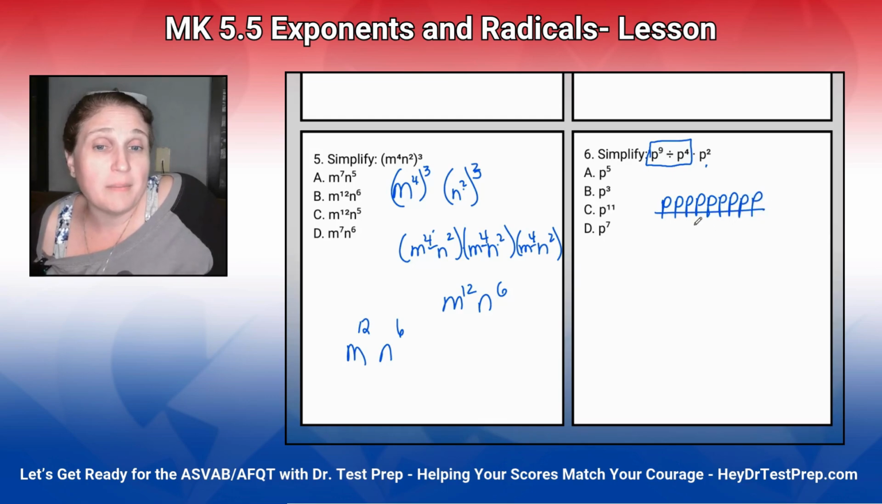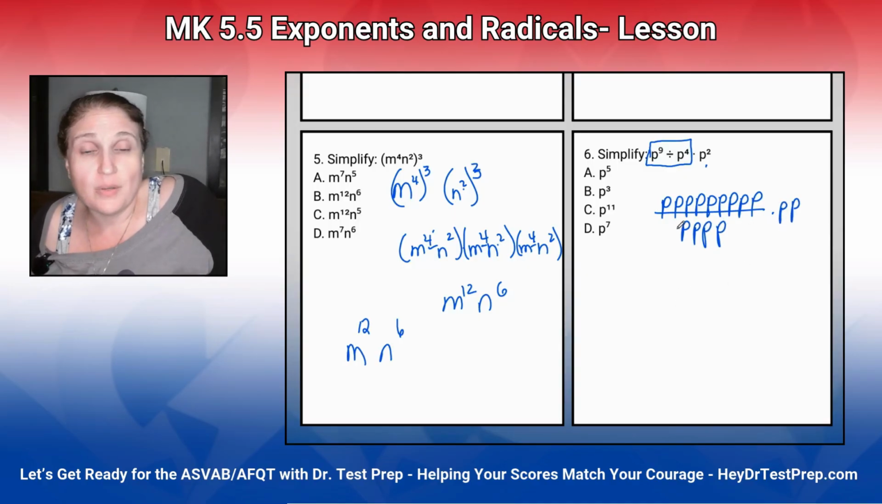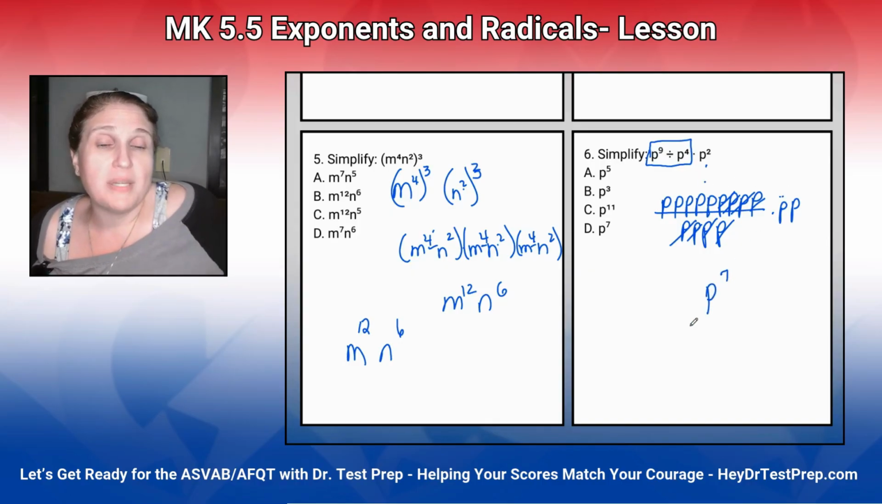We're going to divide it by 4 p's. And then we're going to multiply it by 2 more p's. So we can cross these out. That gives us 5 p's left on the top, plus these 2 p's gives me p to the 7th.